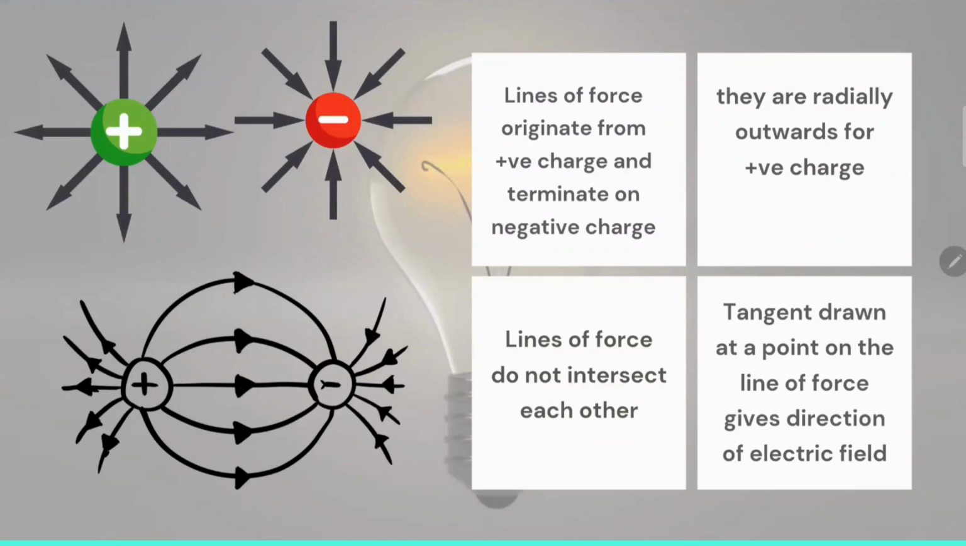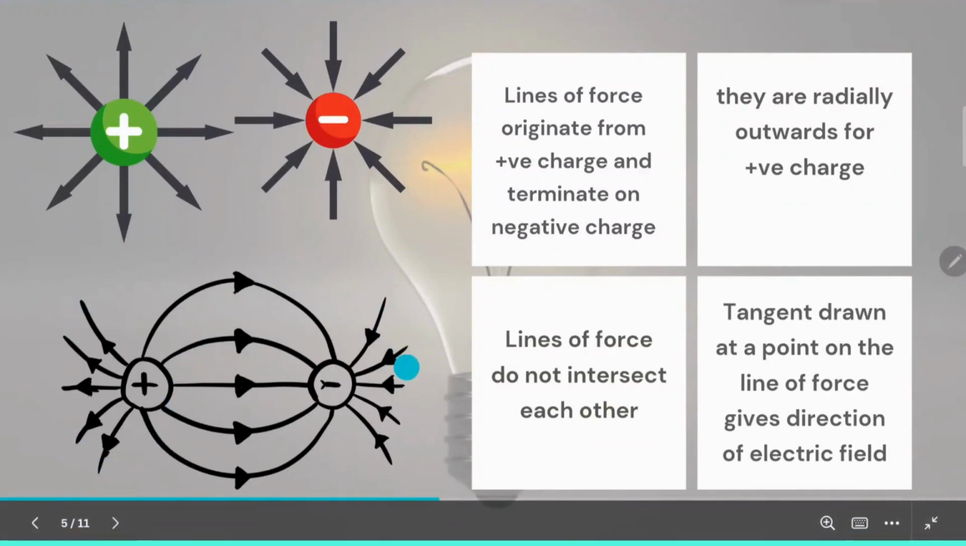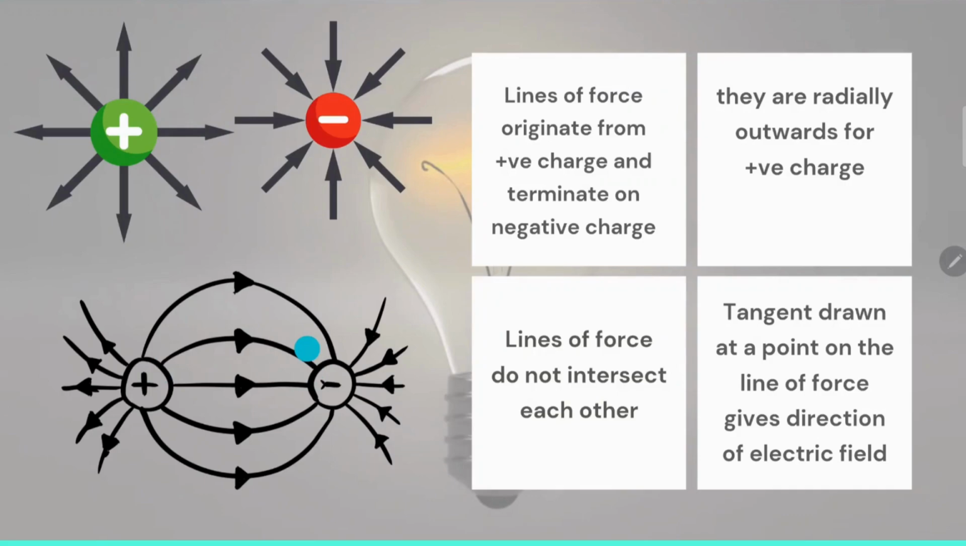Second, they are radially outwards for positive charge. That means from a positive charge they go outwards, and for a negative charge they go inwards. You can write that: they are radially outwards for positive charge and radially inwards for negative charge. Next, lines of force do not intersect each other. Any two electric field lines do not intersect each other. Here you can see many electric field lines. Are they intersecting anywhere? No, they start from the positive charge and terminate on the negative charge.